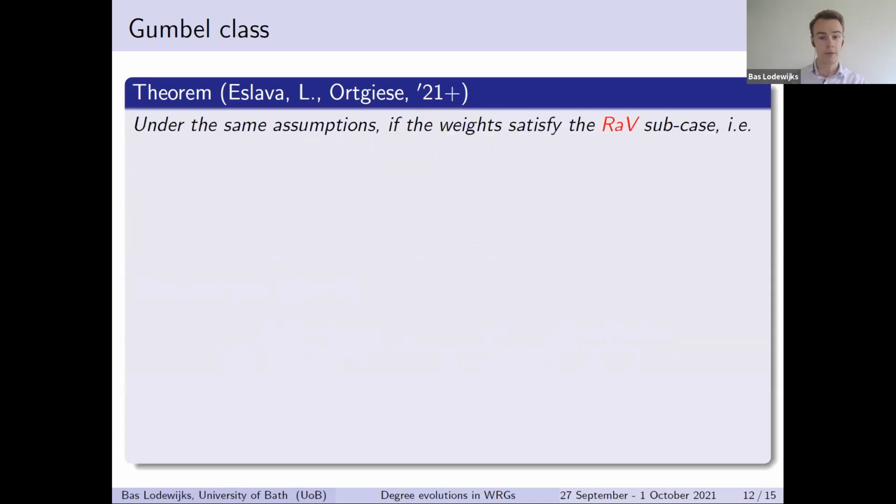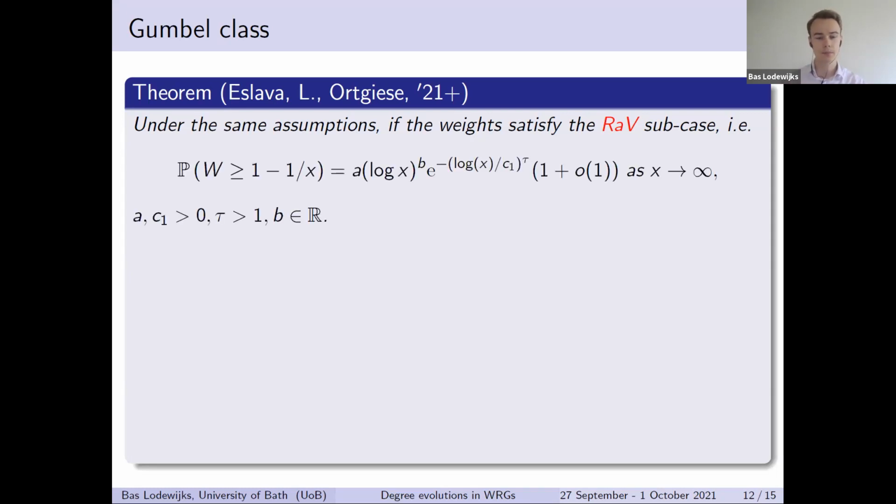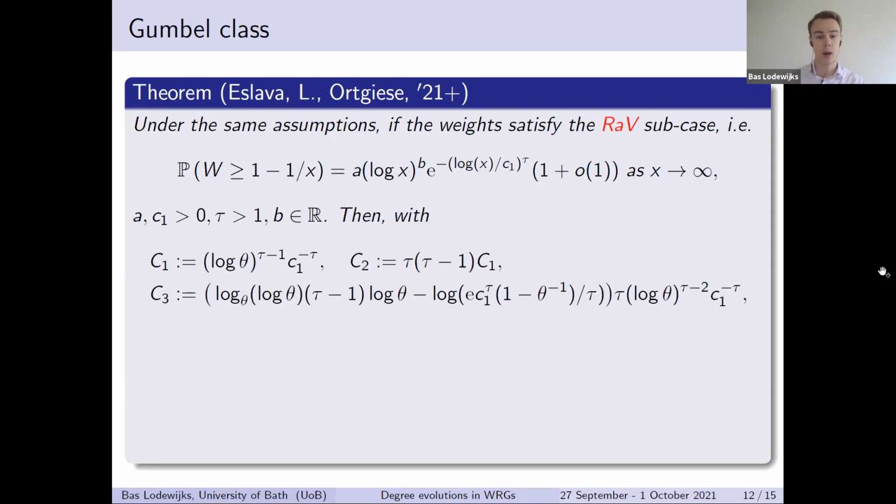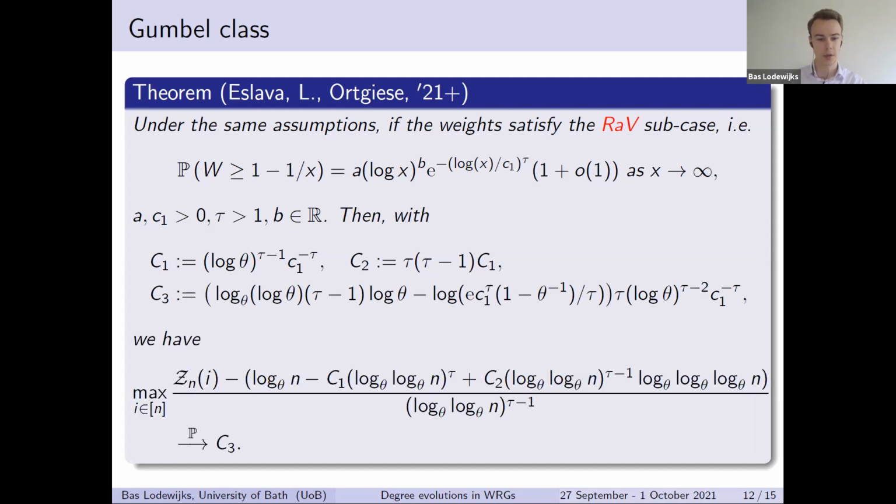And finally, if we consider the same assumptions, but then the RAV subcase, so weights with such a distribution, then we're able to establish up to fourth order behavior with these constants C1, C2, and C3. And it's not quite clear in this case how many more deterministic scaling or random higher order terms there are, and whether such a random order term as in the atom class could be observed.